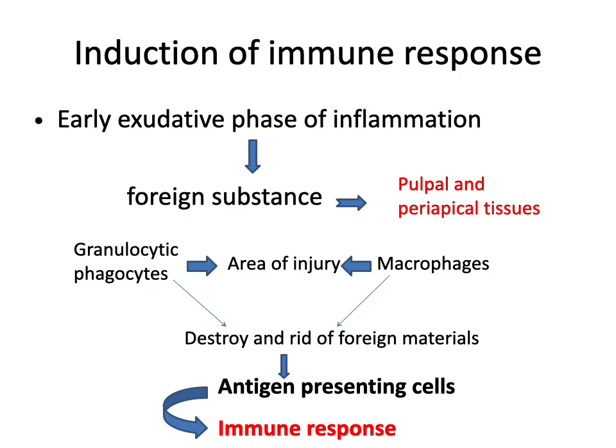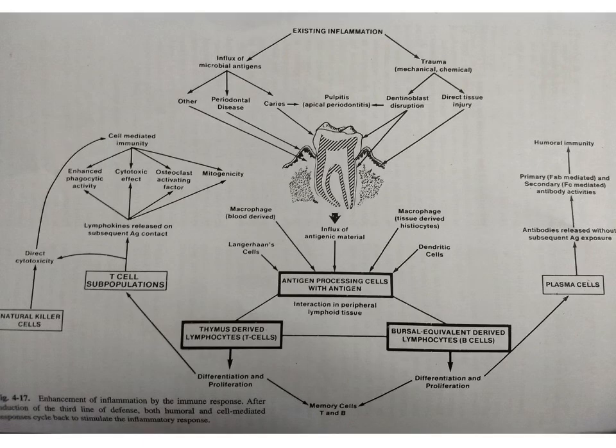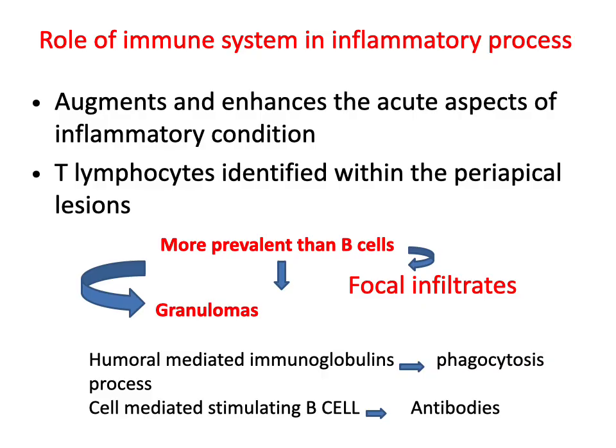There is an antigen presenting cell present which is generated by the immune response. The existing inflammation causes influx of microbial antigens and trauma. This will cause influx of antigen material which is also derived from the T cells and B cells and causes memory T cells and B cells.